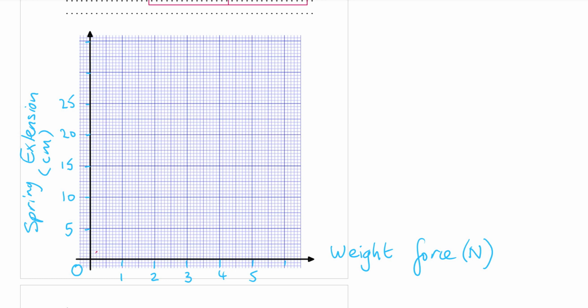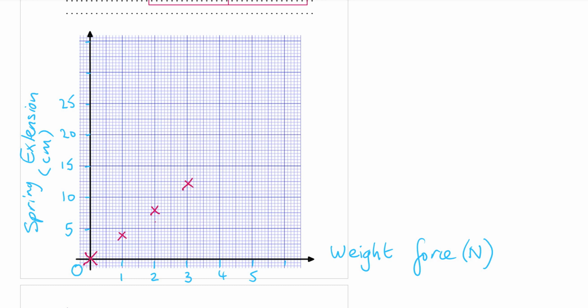So now let's plot these points. Zero newtons, 0 extension. Make sure that you're including crosses, not dots, not blobs, crosses. At 1 newton, it was 4. At 2 newtons, it was 8. At 3 newtons, it was 12. Boom, right there.